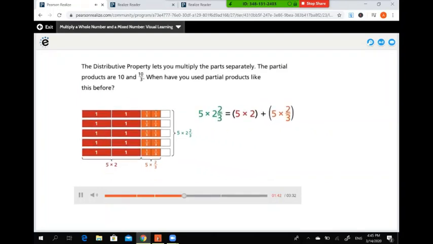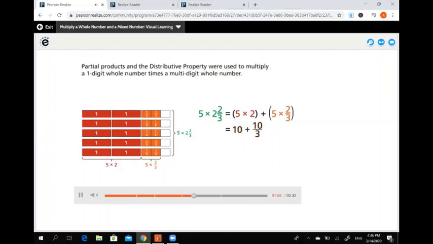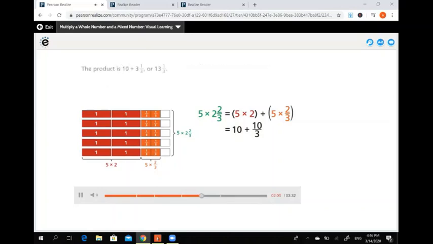The distributive property lets you multiply the parts separately. The partial products are 10 and 10/3. When have you used partial products like this before? Partial products and the distributive property were used to multiply a 1-digit whole number times a multi-digit whole number. The product is 10 plus 3 1/3, or 13 1/3.